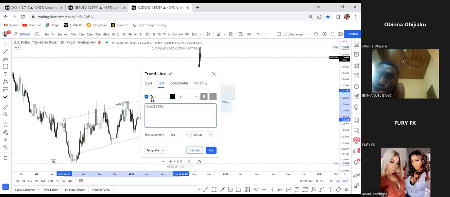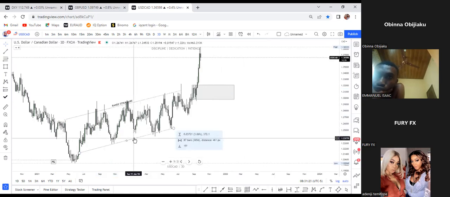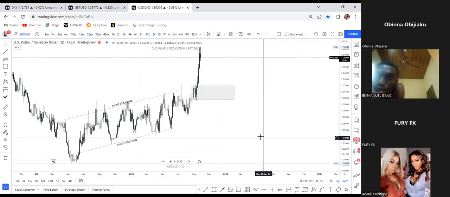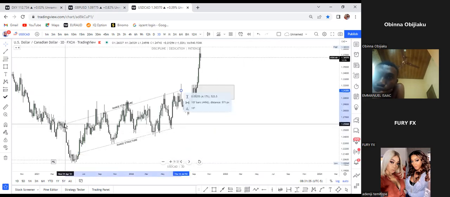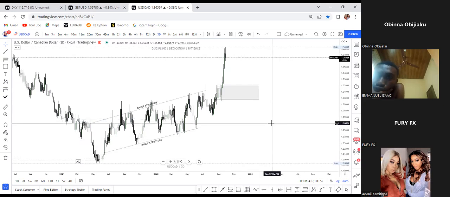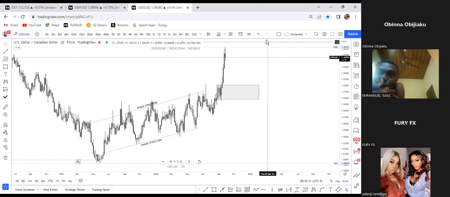That's a range structure. Now, range structure is a way whereby market makers engineer liquidity both on the buy side and on the sell side. They trap both buyers and sellers.